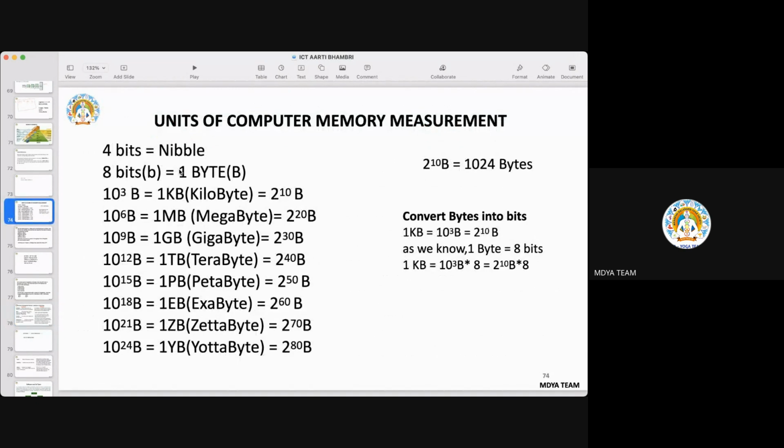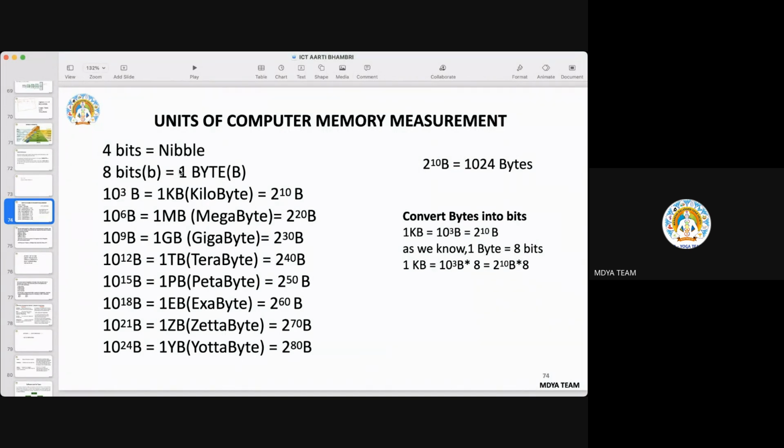All right. Now this is again an important thing, which is the unit of computer memory measurements. As you all know, a computer works on digits, which we call bits. Bit means binary digit, two numbers, 0 and 1. So this is the basic unit of information, that is, the bit.